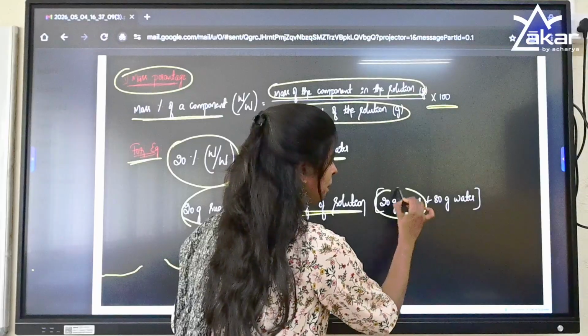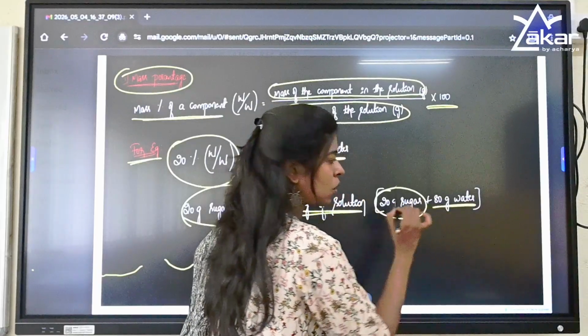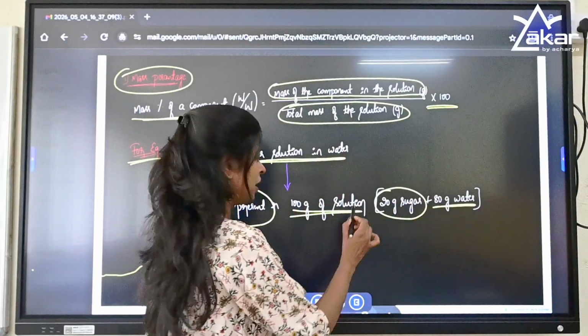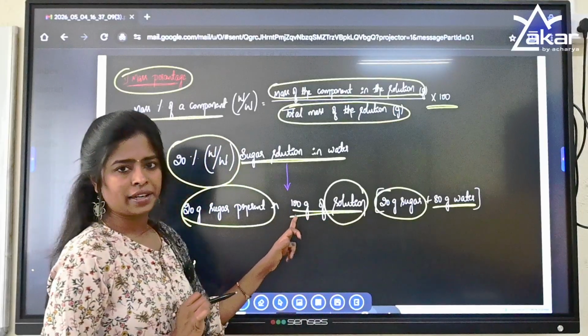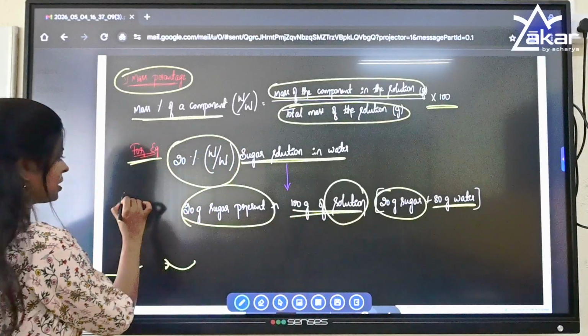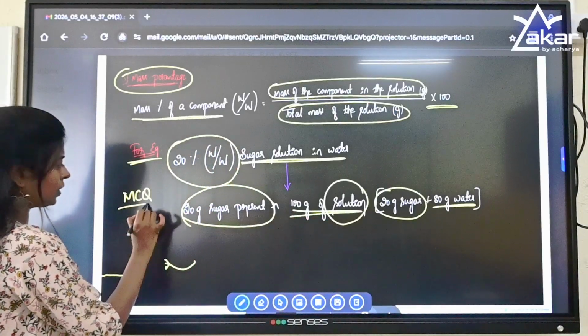So this is very, very important. If I am writing only the solvent, I should write 80 grams. If I am writing solution, I should write 100 grams. These types of questions are very, very important for MCQs.